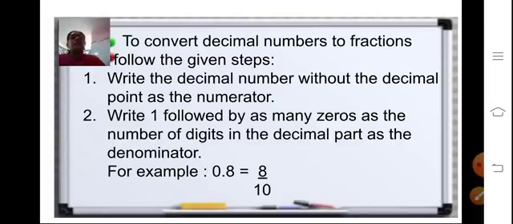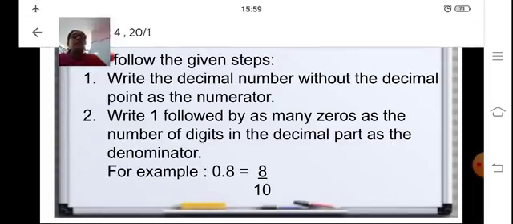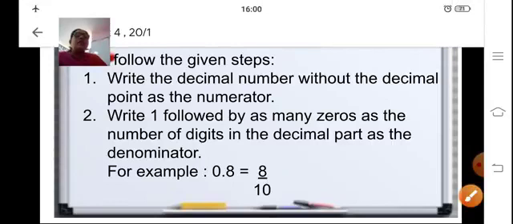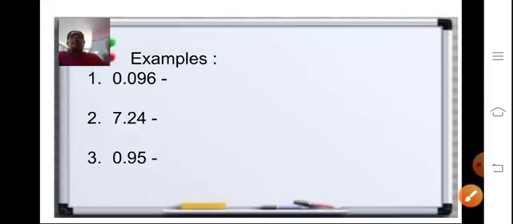Now for example, you can see here it is 0.8. Now this 8 you write as it is. Okay, the decimal number. Without the point you write the number 8 as it is. Now it is 0.8. So after the point you have got only one digit. So it will be upon 10. Okay, so let us start with an example. You'll understand better.